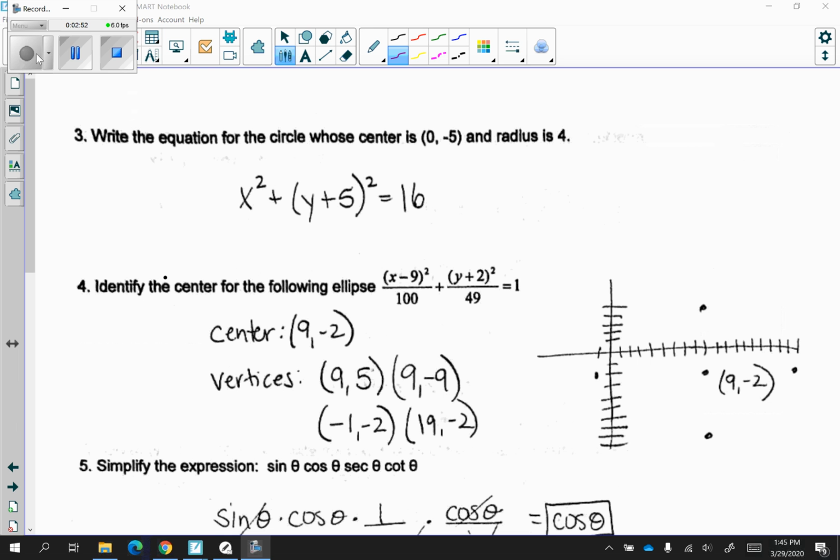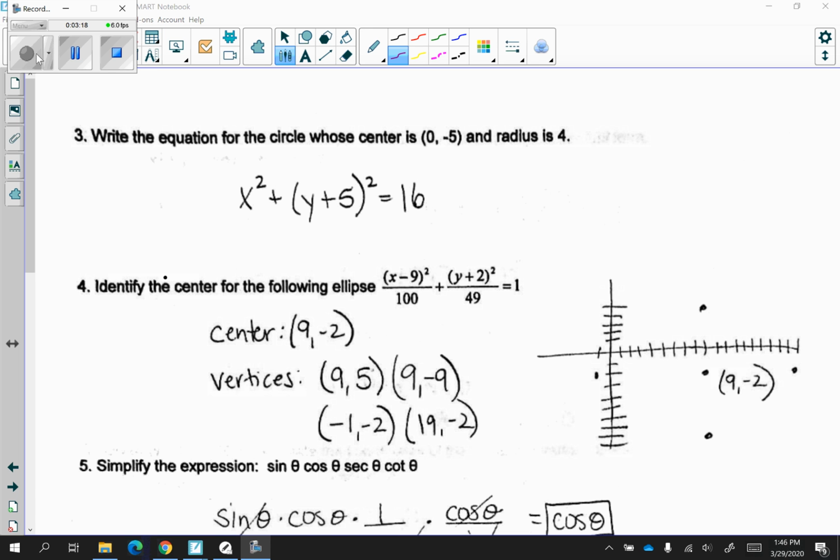On the next page, number 3, write the equation for the circle whose center is (0, -5) and the radius is 4. Now remember, if the x value is 0, it doesn't change, so x squared plus (y plus 5) squared, because it's a negative 5, you change the signs. And if the radius is 4, r squared is 4 squared, which is 16. x squared plus (y plus 5) squared is equal to 16.